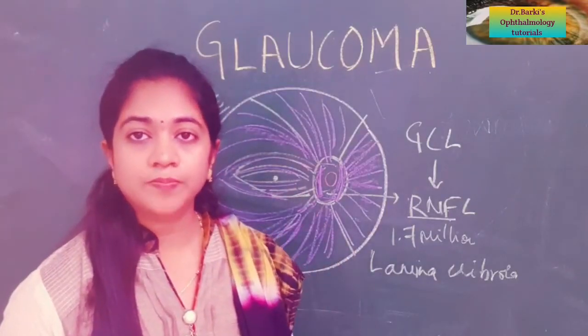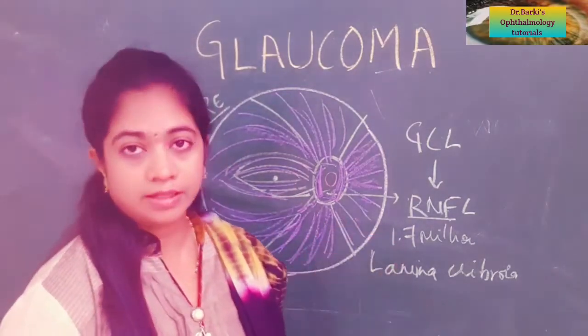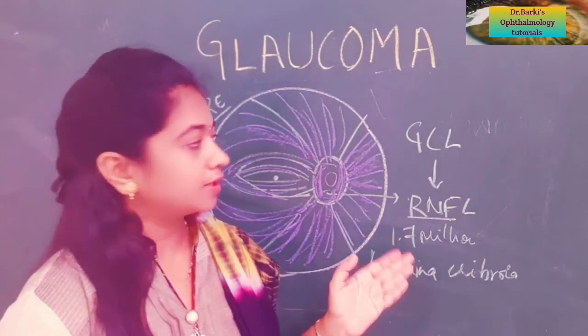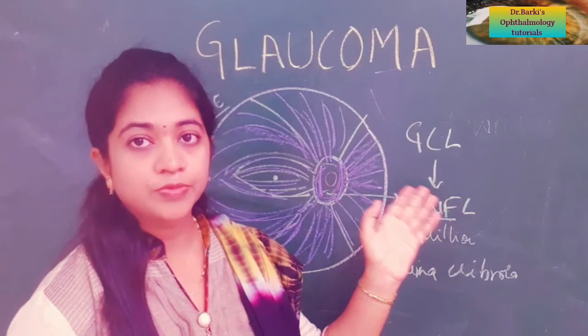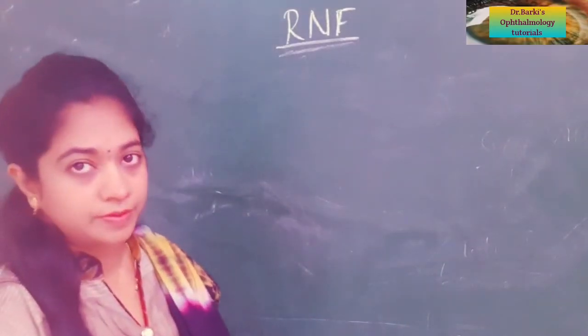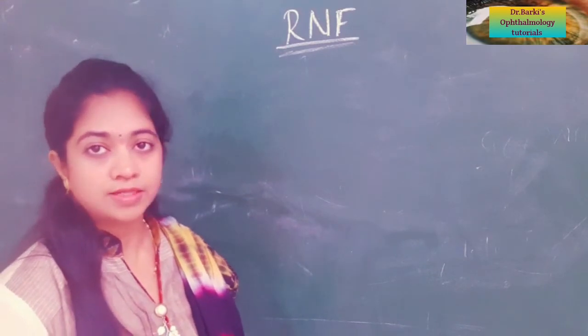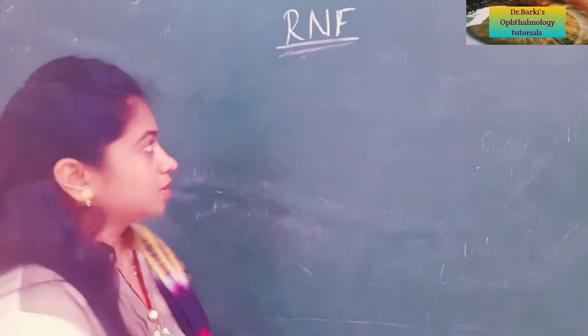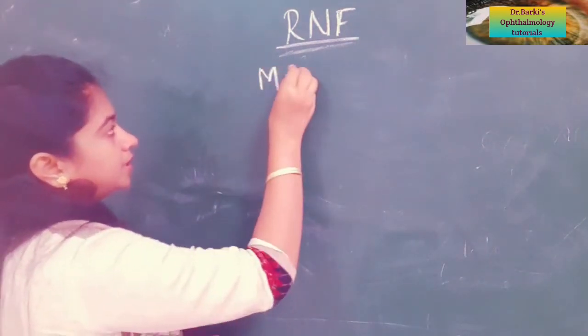In glaucoma, the pathology revolves around these retinal nerve fibers. It is the death of these retinal nerve fibers, leading to death of the ganglion cells, which causes the problems of glaucoma. So how are these retinal nerve fibers affected? We have two factors affecting them: mechanical factors and vascular factors. First we will see the mechanical factor.